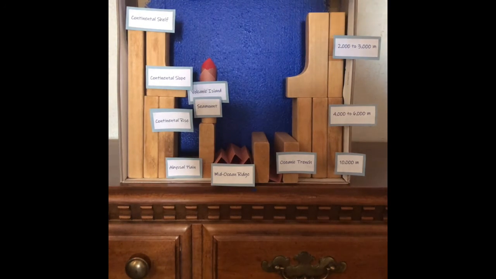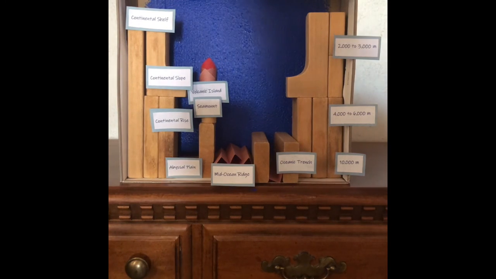Now, the mid-ocean ridge is caused when two plates are diverging, which means they're moving apart. Hot magma rises and it cools when it reaches the ocean floor. It quickly hardens and turns into rock. And because of this rock, we have the mid-ocean ridges, which are basically underwater mountain ranges.